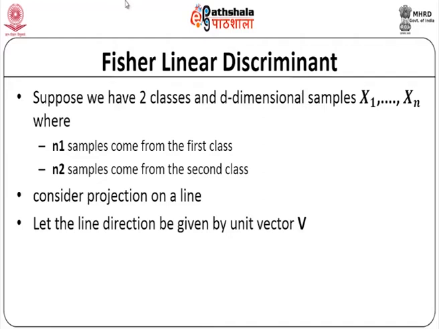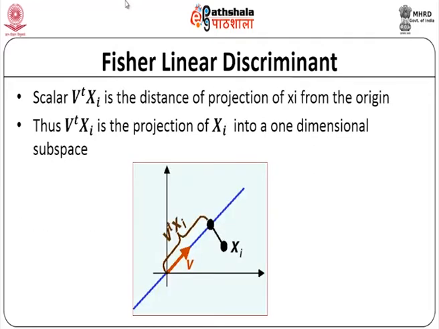Now, we want to project these samples onto a line. Let the line direction be given by a unit vector v. Okay. So, the scalar v transpose xi is the distance of the projection of xi from the origin. You can see there v transpose is the projection line, xi is the point there, and v transpose xi is the projection of the vector, the distance of the projection point from the origin.